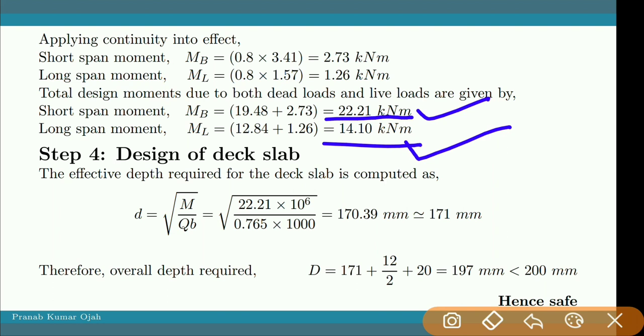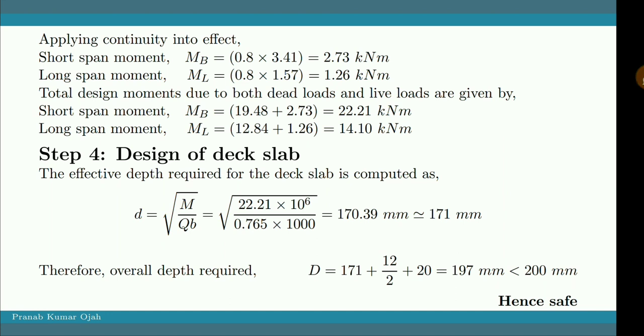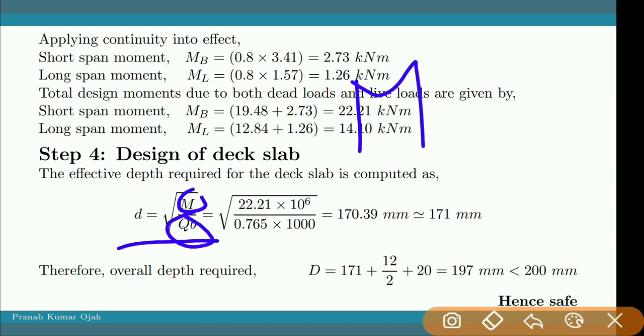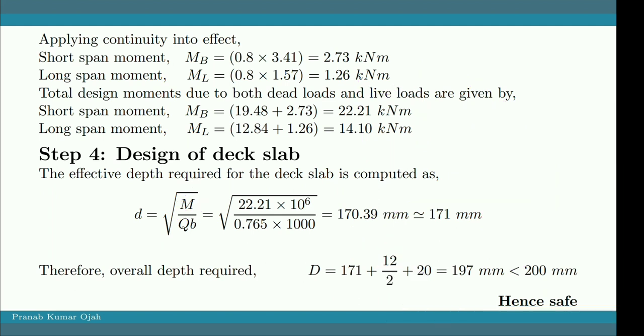Okay. And the next step is very important, that is the design of the deck slab. I already told in the video that we are going to use the working stress method. First I will calculate the effective depth required for the deck slab. The formula is d equals root over M divided by Q B, where M is the maximum of MB and ML. Q is the moment factor and B is the width of the deck slab. Between 22 and 14, the maximum is 22.